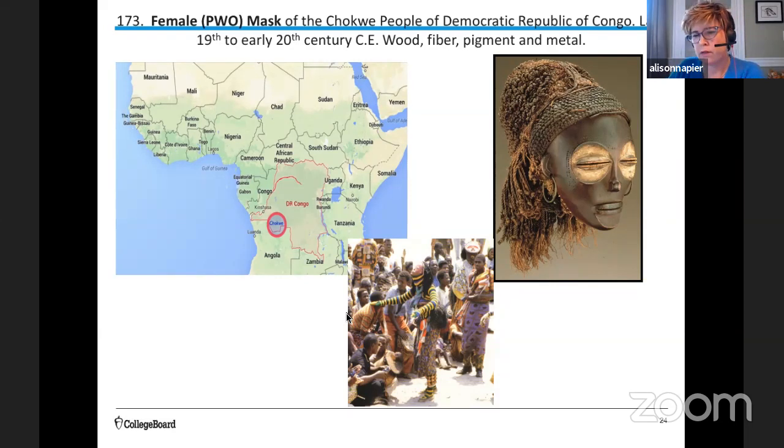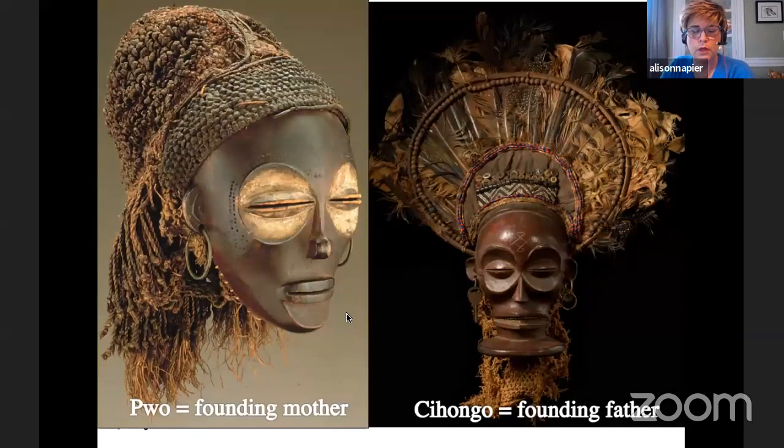There's also a mask known as the Mwana Pwo, which is a younger woman. But this is one of the older women, a representation of an older woman of childbearing age who had actually had children. It's often danced with its partner, the Chihongo, or the founding father. And when they dance together, they assure fertility and prosperity for the community. These cultural ideals and representations have been around since pre-colonial times and inspire contemporary artists in the region.